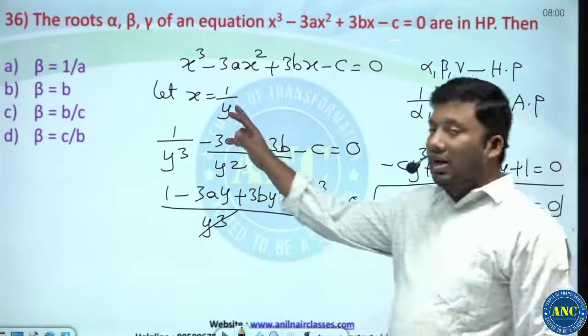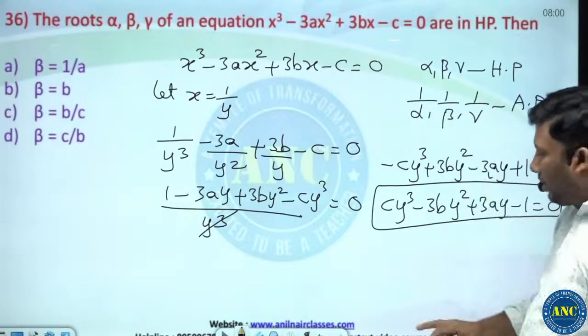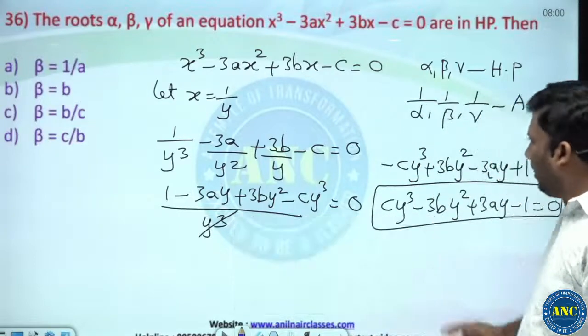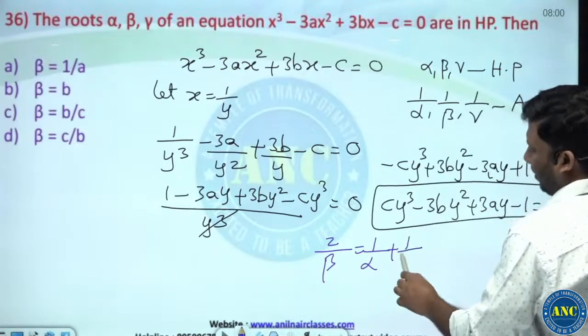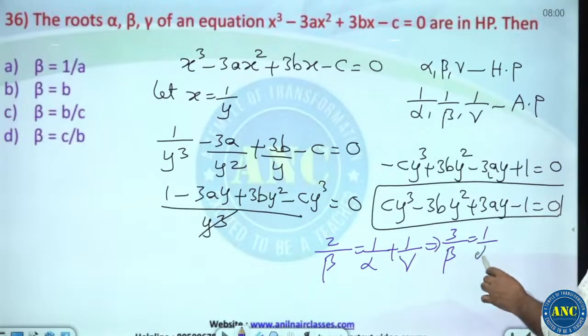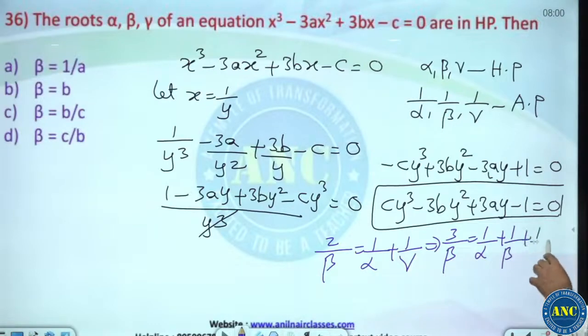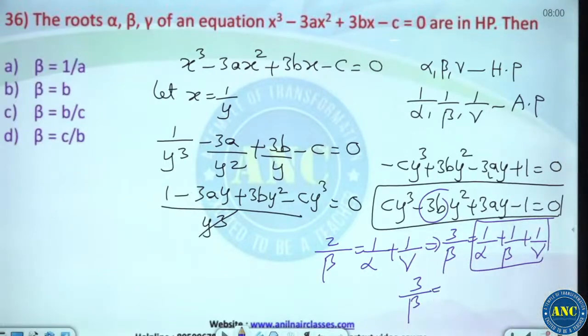Because I substituted x equivalent to 1 by y, and alpha, beta, gamma are in HP, 1 by alpha, 1 by beta, 1 by gamma will be in AP. In AP, 2 times the middle term is equivalent to 1 by alpha plus 1 by gamma. So if I add 1 by beta on both sides, 1 by alpha plus 1 by beta plus 1 by gamma is nothing but the sum of the roots. Sum of the roots is given by 3b by c.